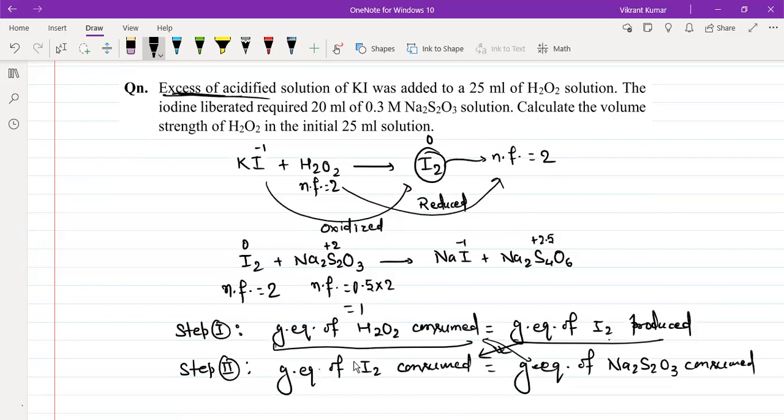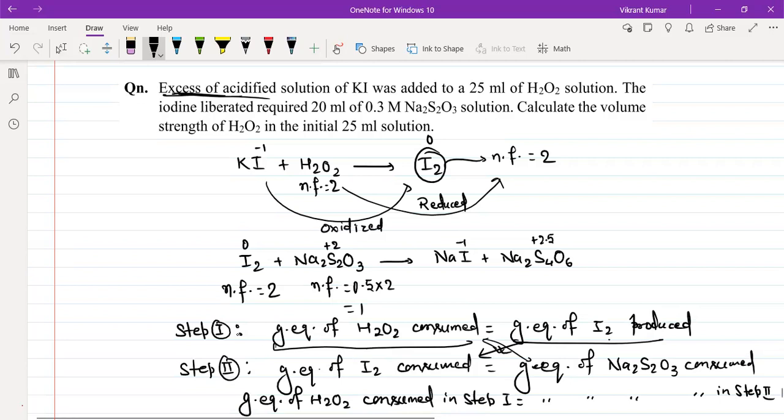If A is equal to B, B is equal to C, then we can say A is equal to C. Simple सी चीज है. So directly we can say in this question, gram equivalents of H2O2 consumed in step 1 will be equal to gram equivalents of Na2S2O3 consumed in step 2. Now it becomes one line ka question.